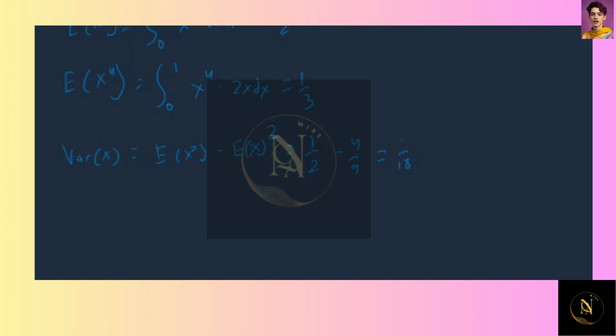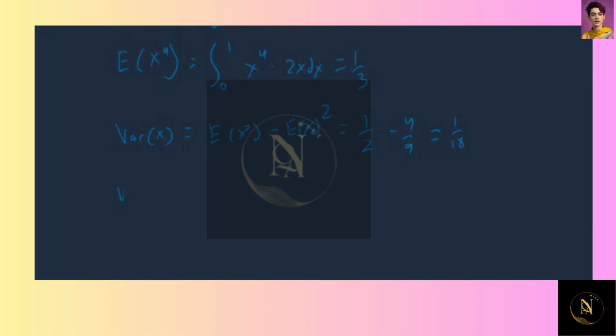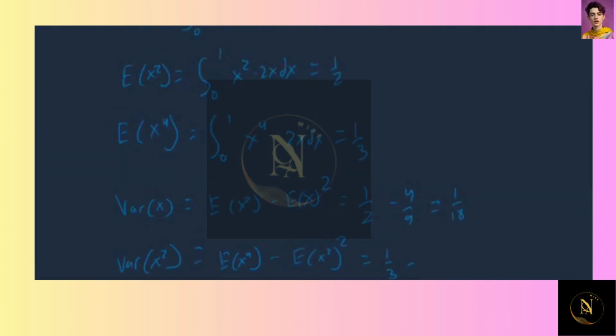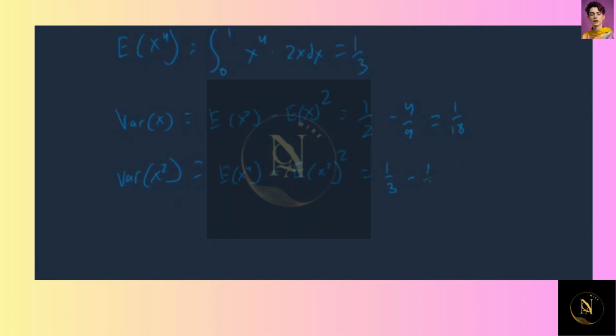Alright, and then we can also find var of x squared, which is the second thing we're asked to find. To find that, we need E of x to the 4 minus E of x squared, that one squared, which will essentially give us 1/3, as we found out E of x to the 4, minus E of x squared is 1/2 squared, which gives 1/4. So when you subtract those two, you get 1 over 12.